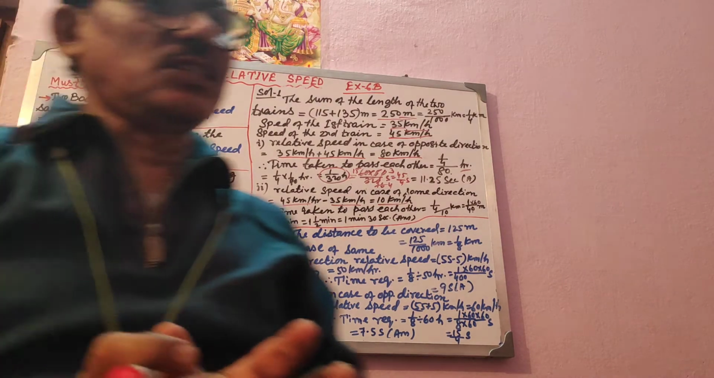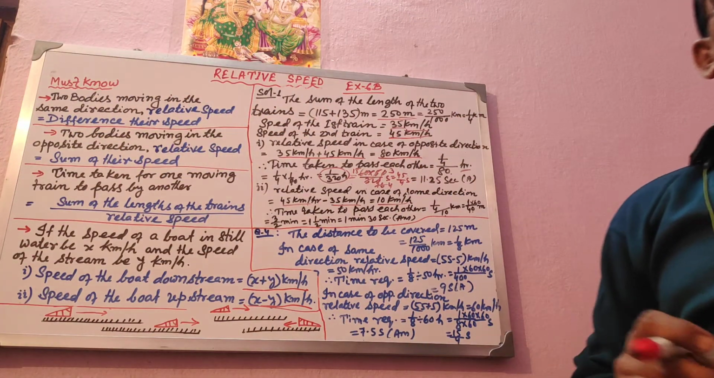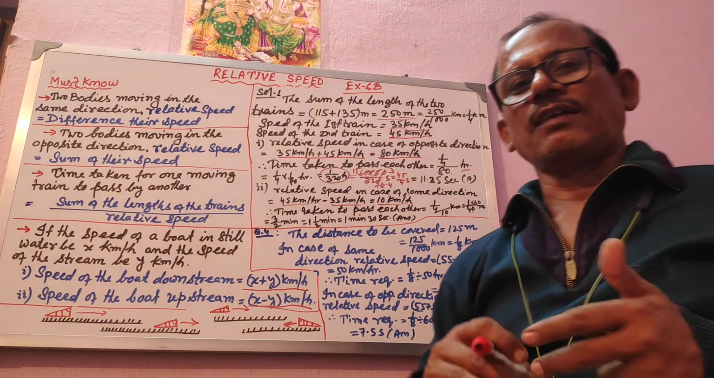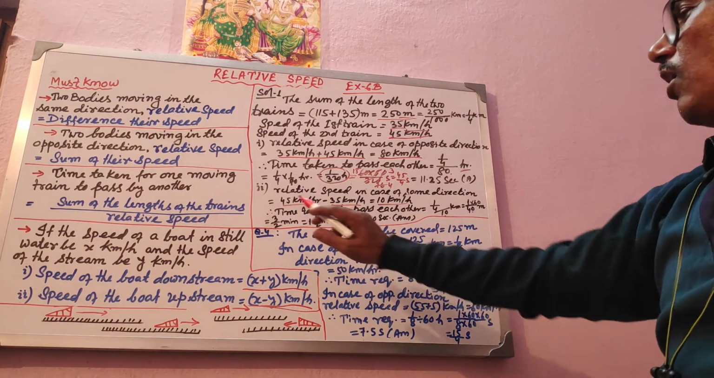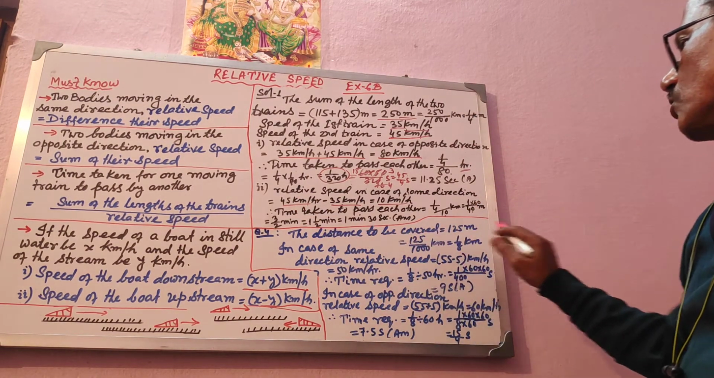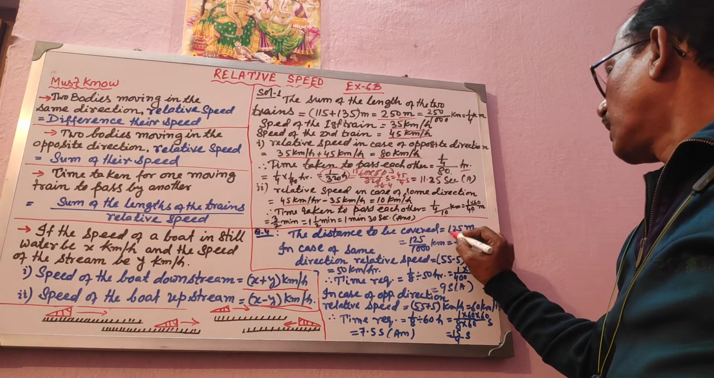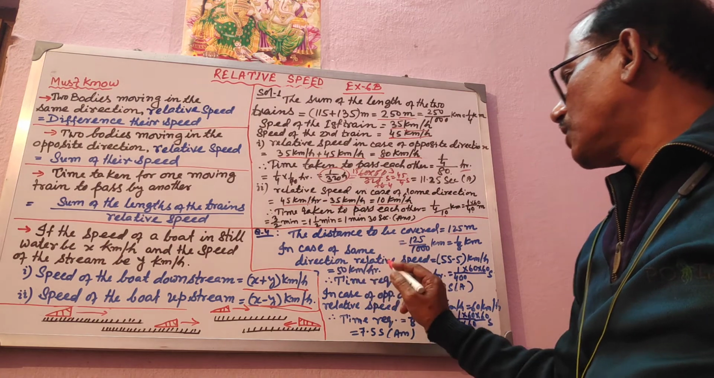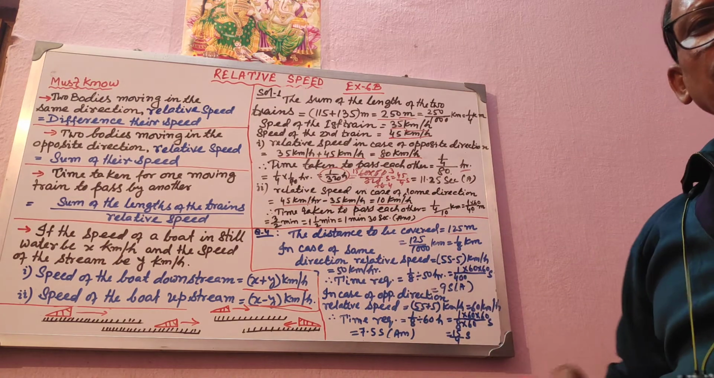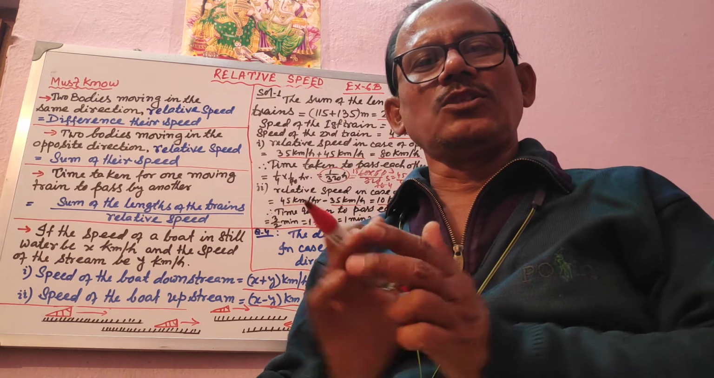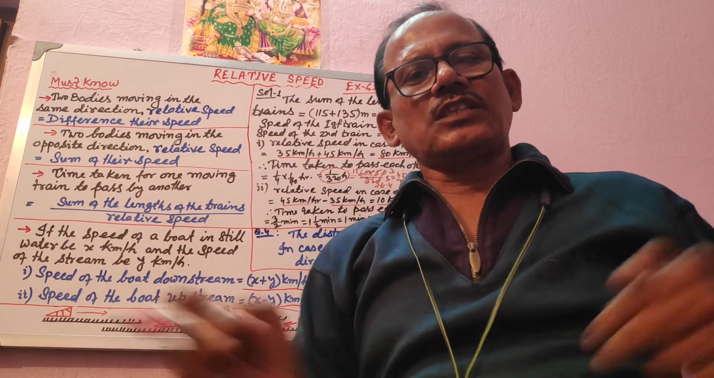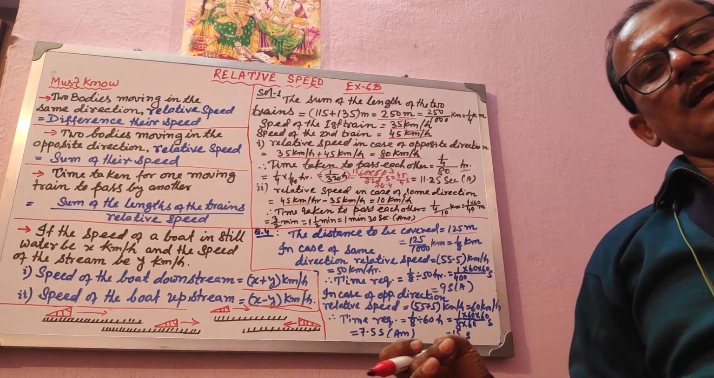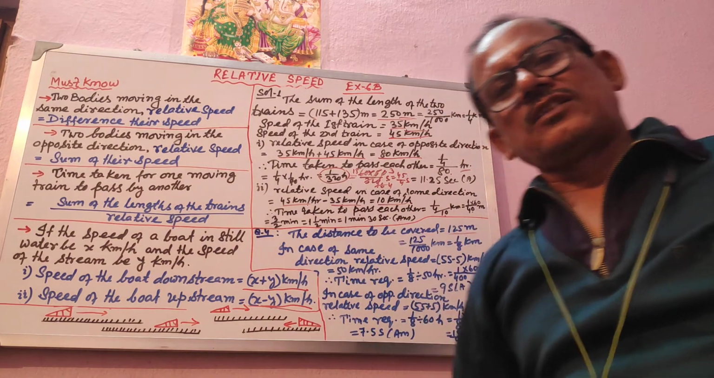See, for the same direction, you will have to take the difference of the speeds for relative speed, and for the opposite direction, add the speeds. Now I have taken question number 4. The distance to be covered is given to you as 125 meter. In this case, the man is not a distant object. Therefore, distance covered will be the length of the train itself.